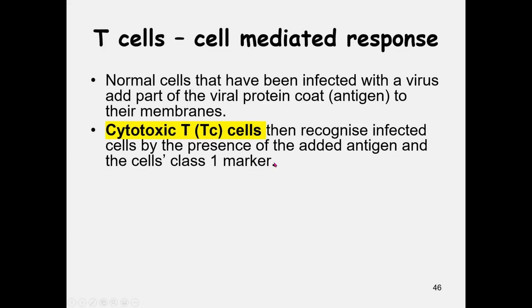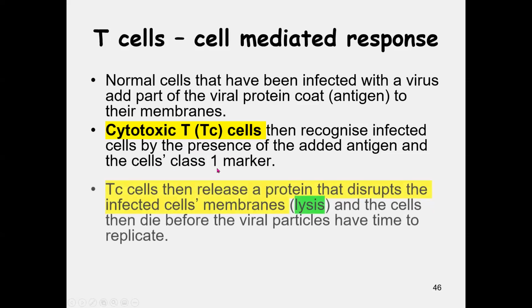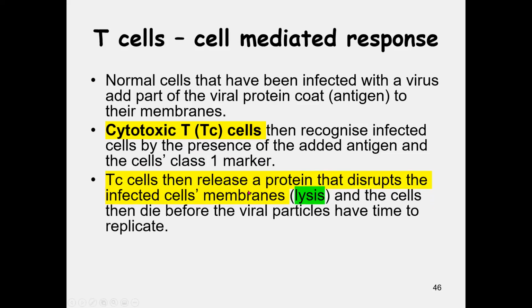and they recognize that the cell has been infected, and they also recognize that it's a body cell that's been infected because the cell still has its class 1 marker. So the TC cells then release a protein which lyses the cell, it breaks the cell membrane down, and then the cells die before the viral particles have time to fully replicate.